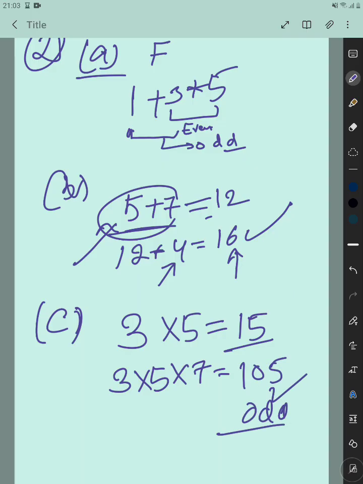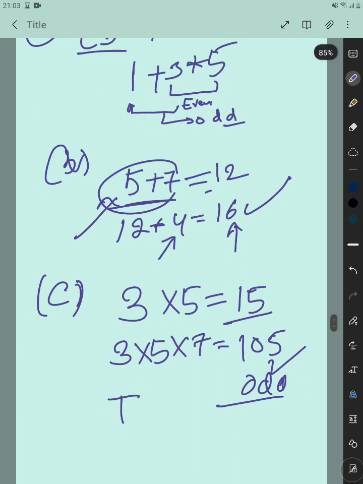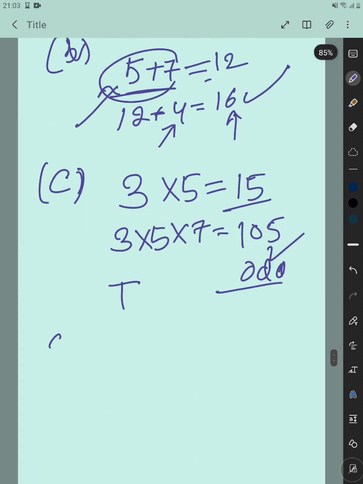So you can take it. You will find that this is odd. So this is true. Okay. In this question it is true. And now come to part D of the question.